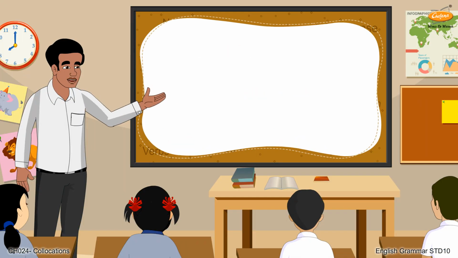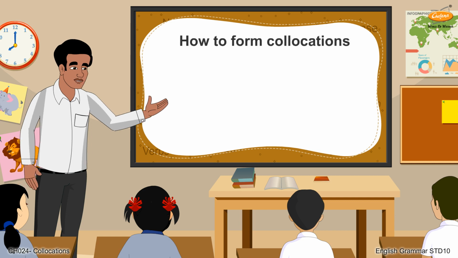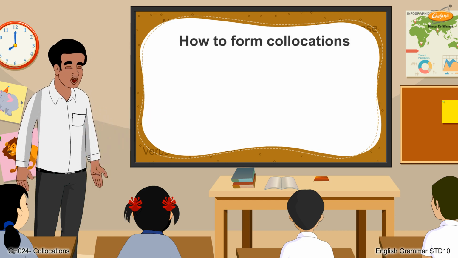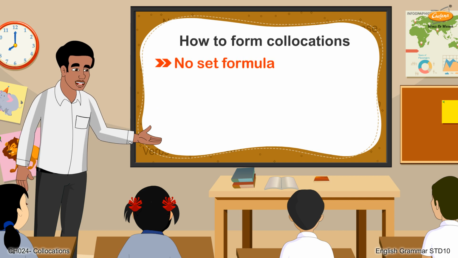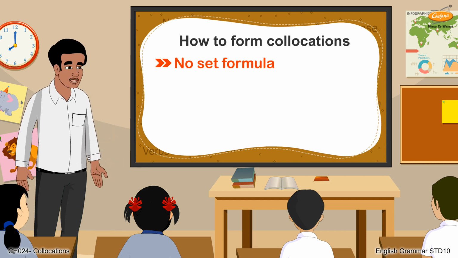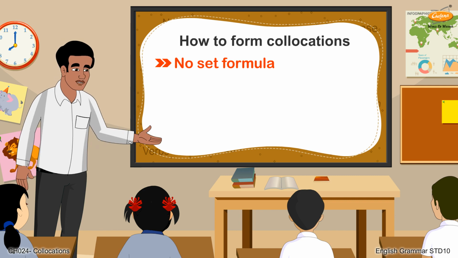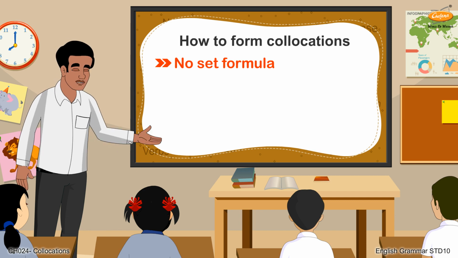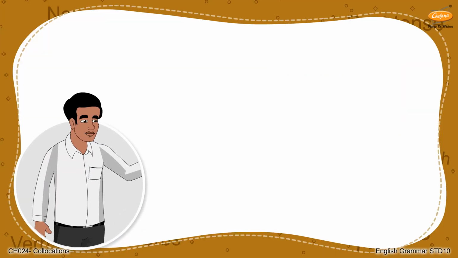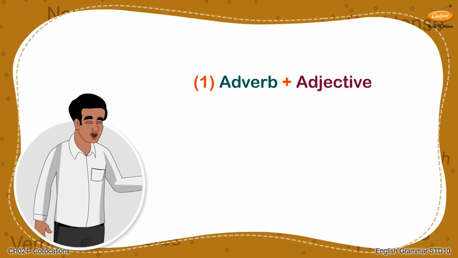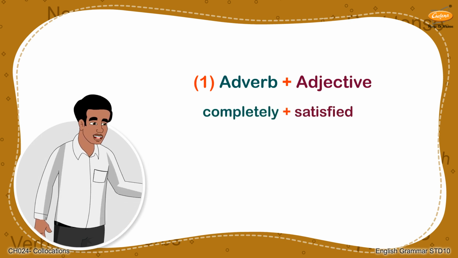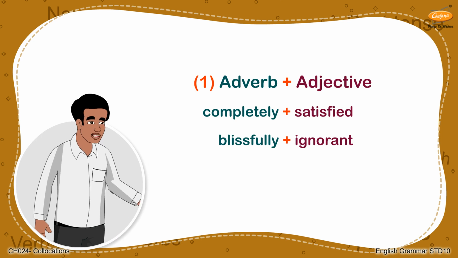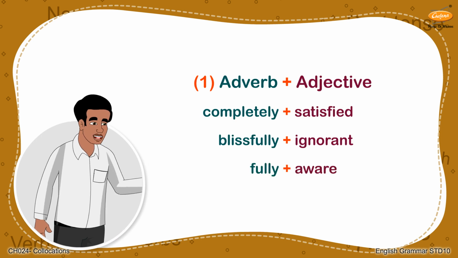Now that we have understood what collocations are, let us see how to form them. Remember that collocations are not formed using a set formula in the way verbs are conjugated into tenses and how plurals are derived. The easiest way to identify the structure of collocations is to see which parts of speech make them up. Collocations can be formed by the combination of an adverb and an adjective, such as completely satisfied, blissfully ignorant, fully aware, etc.